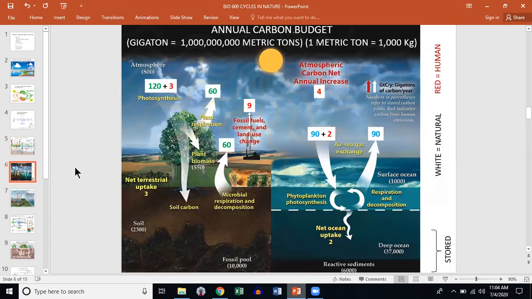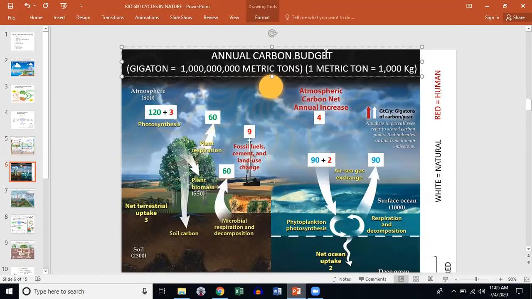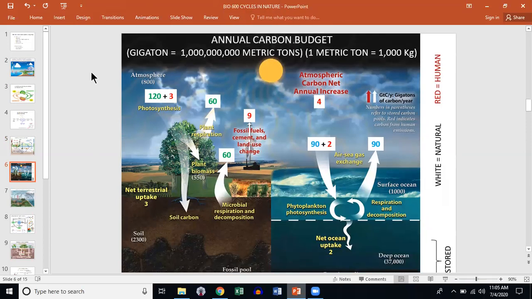Okay. Let's look at this cycle now. Let's look at some numbers, all right? In gigatons, this is what is known as a budget, the annual carbon budget, the yearly budget of carbon. And it's going to be measured in gigatons. Gigaton is 10 to the 9 metric tons, okay? So 3, 6, 9 zeros. That's a gigaton, all right?